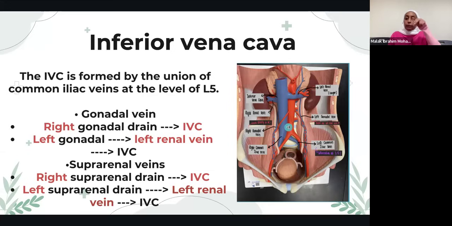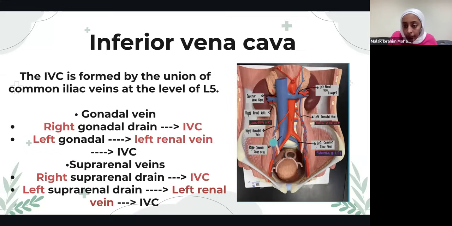So the aorta, we said, will bifurcate at L4, and the veins will join together at L5. Now, different veins have to drain somewhere. Let's start first with the gonadal veins. You're going to have the left and the right gonadal veins. This is the left gonadal vein, and this is the right gonadal vein.